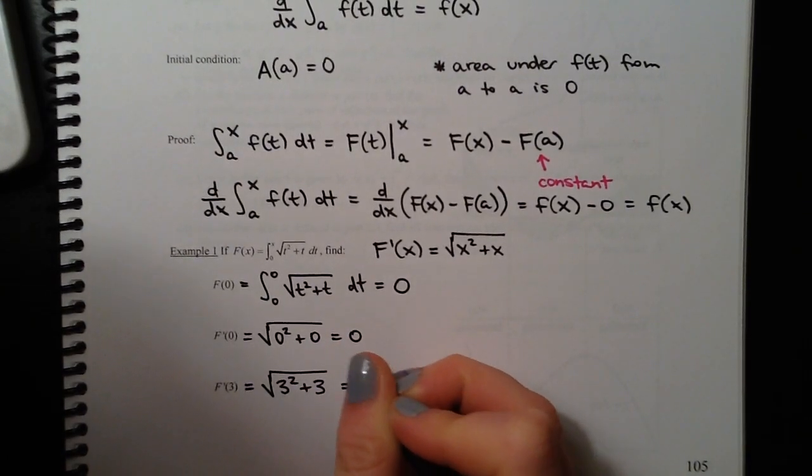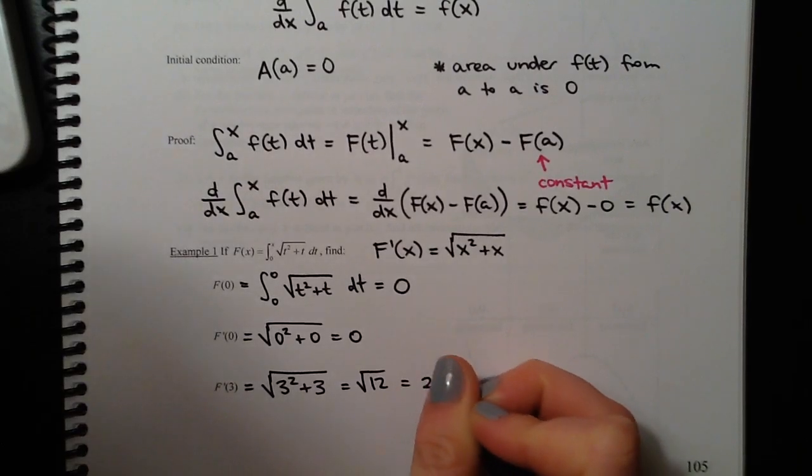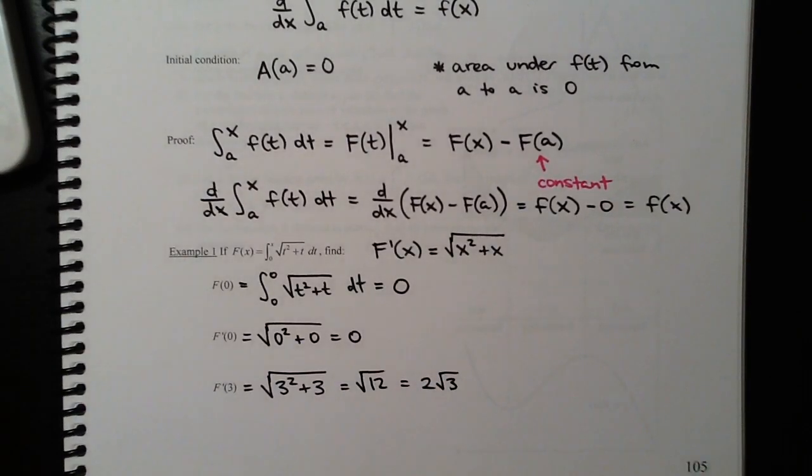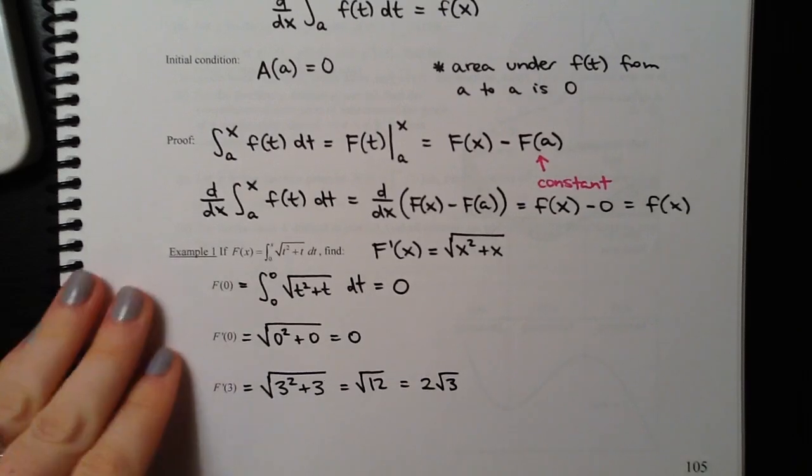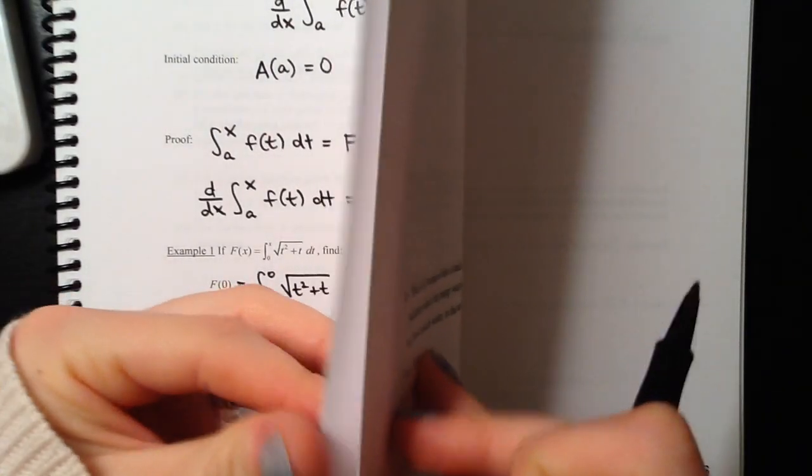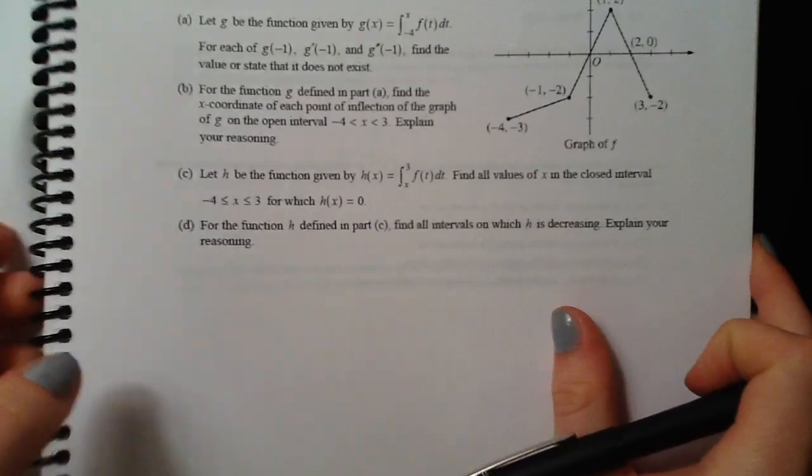Okay, so I end up with a 12 under the square root, and I can simplify that to 2 root 3. Okay, so that's my first example. So now let's flip and take some derivatives using the second fundamental theorem.